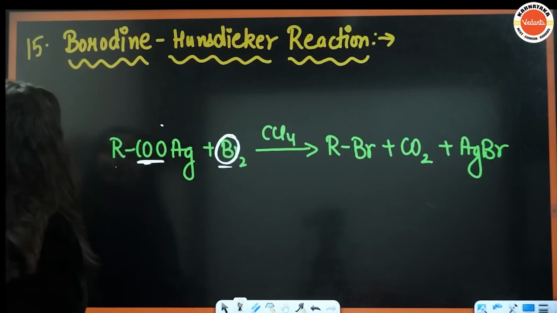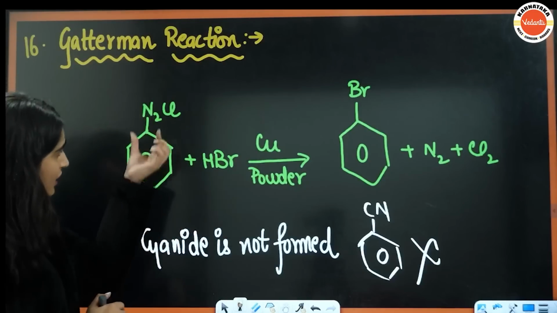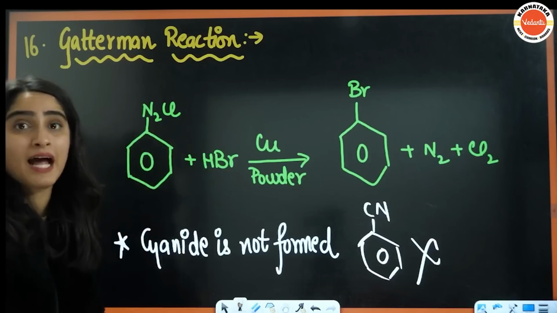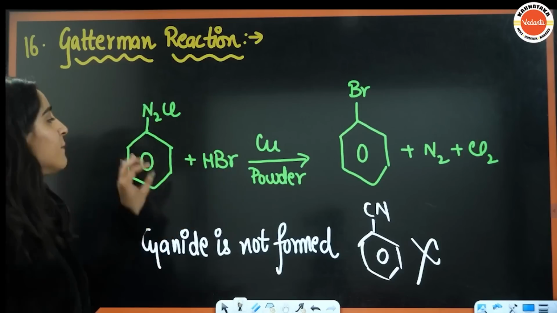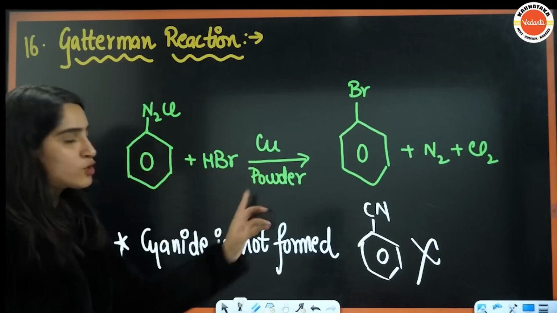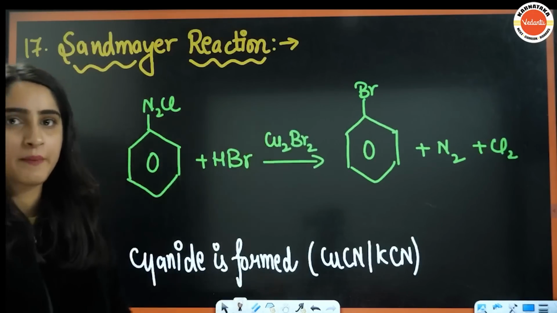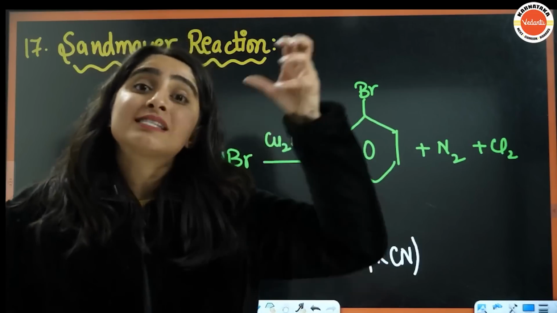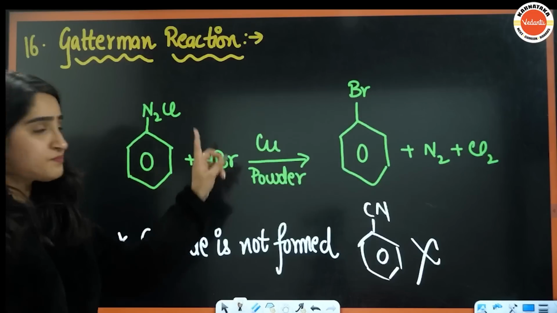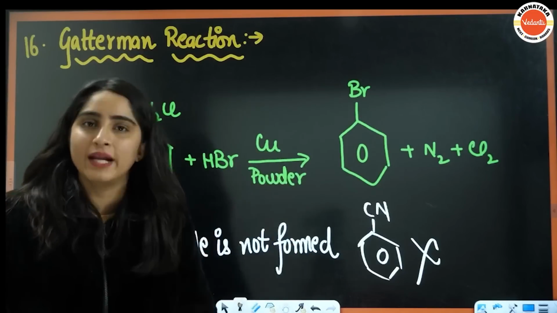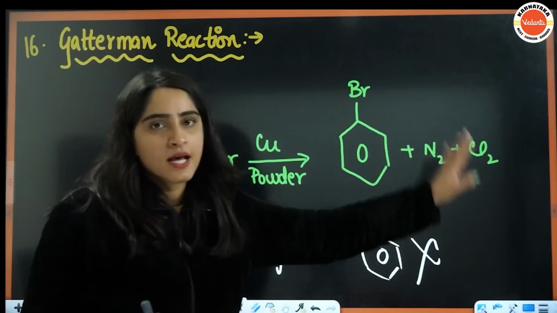Okay, so next is the Gattermann reaction. As you can see in this reaction, we have a diazonium salt that is prepared from aniline, at 0 to 5 degrees Celsius with HNO2. Now here we have reacted this with HBr and copper powder. In the Sandmeyer reaction, a salt of copper is used. Always remember, Sandmeyer uses a copper salt. But in the Gattermann reaction, you use copper powder. That is the only difference. Everything else is the same. This is getting converted into bromobenzene, and N2 is extracted out.